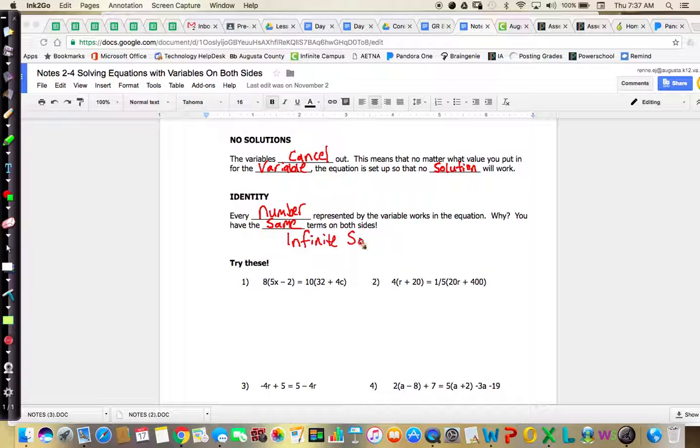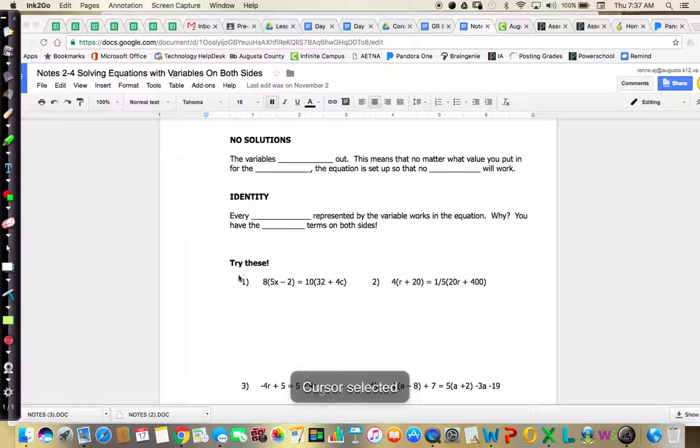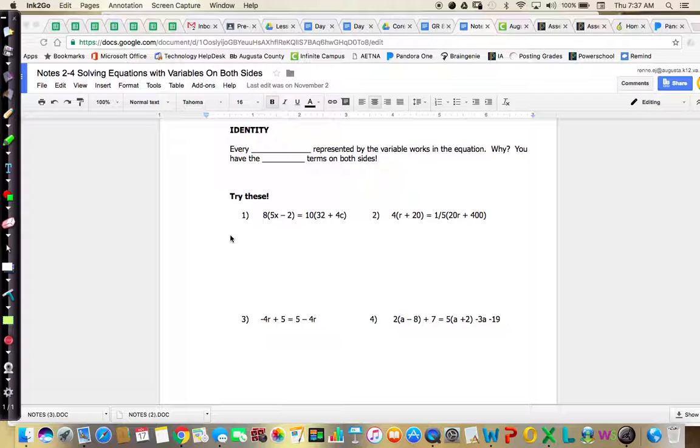And that is because if you've got the same terms on both sides, the exact same terms on both sides, then any single number that you plug in will work. That's why we call it infinite solutions, because there are an unlimited number of answers that do in fact work. Okay, so let's now take a look at the examples, and we'll start with number one.